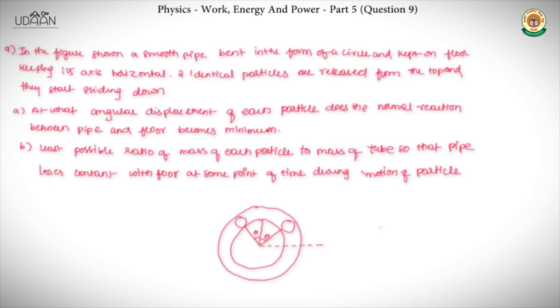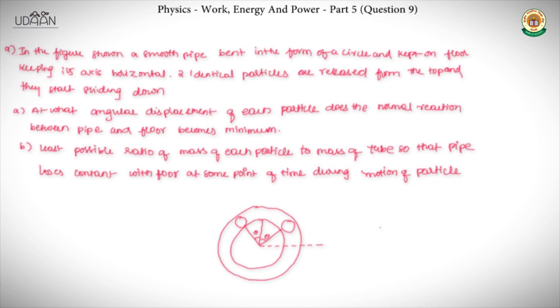Fine, let's move to question number 9. In this question, a figure is shown: a smooth pipe bent in the form of a circle and kept on the floor, keeping its axis horizontal. Two identical particles are released from the top and they start sliding down. The first part asks at what angular displacement of each particle the normal reaction between the pipe and floor becomes minimum. Then we need to find the least possible ratio of the mass of each particle to the mass of the tube, so that the pipe loses contact with the floor at some point during the motion of the particles.